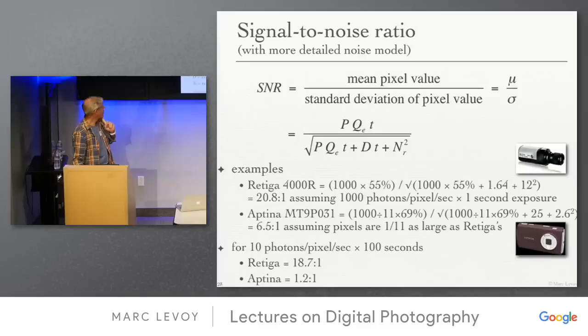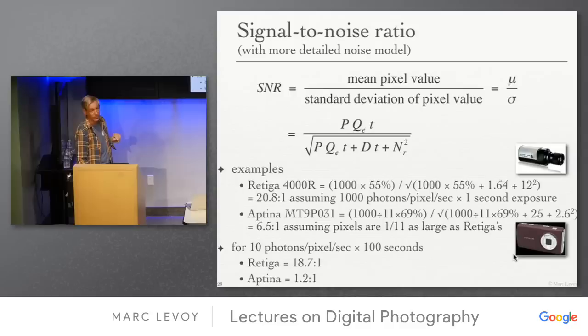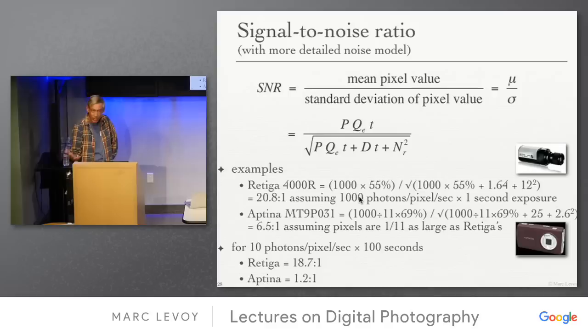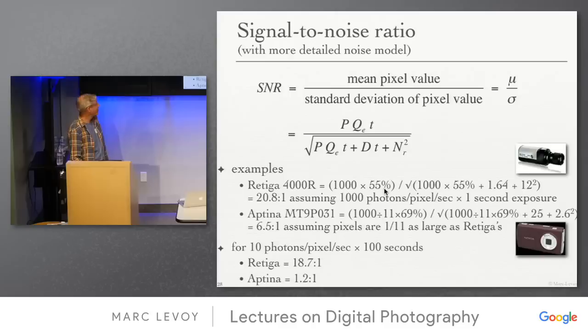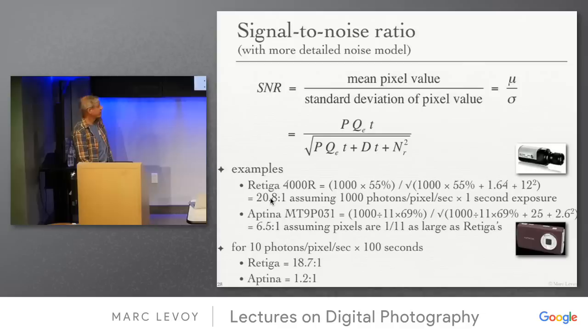Okay, so let me give you a few examples. So I showed these two cameras before. This is the Retiga cooled scientific camera, and there's this old Nokia N95 cell phone with a fairly decent sensor, actually. All right, so let's suppose that we have 1,000 photons per pixel per second arriving, and a 1 second exposure. On the scientific camera, let's say the quantum efficiency is 55%, and so here's working through that formula. It's got a very low dark current, especially if it's cooled, but not such a great read noise. It's a large pixel. Large pixels tend to have not so great read noises. So here is the signal-to-noise ratio for this brightness level.